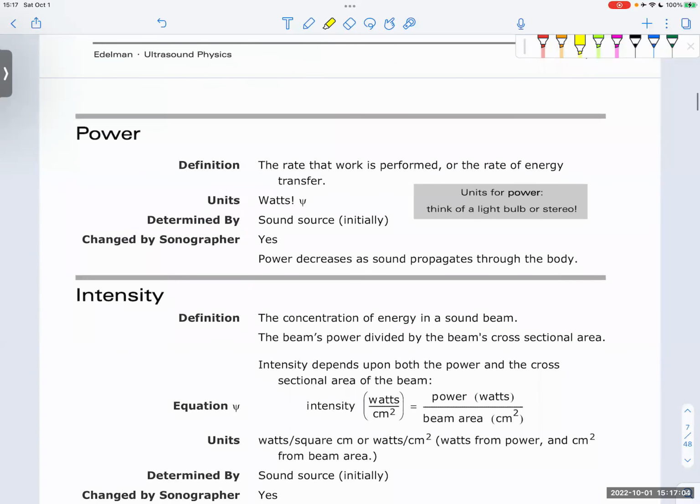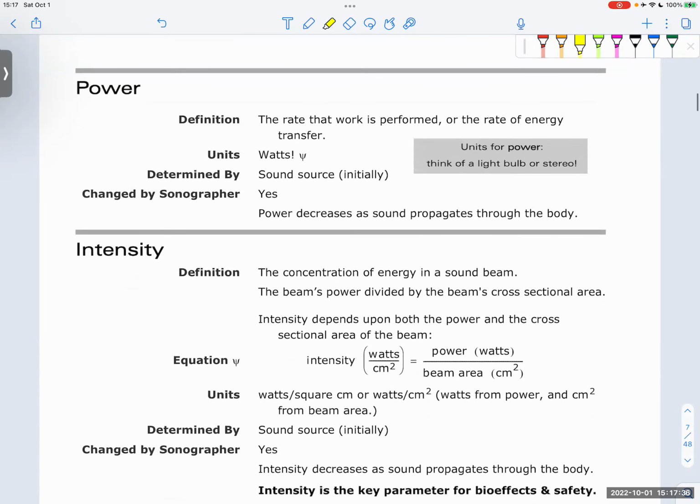Now, the fourth way we describe ultrasound is something called power. Power is the rate at which energy is being transmitted. So we know the unit of watts, which is how fast that energy is being transmitted, meaning higher watts or higher power, more work is being transferred in that period of time. That is what we call watts.